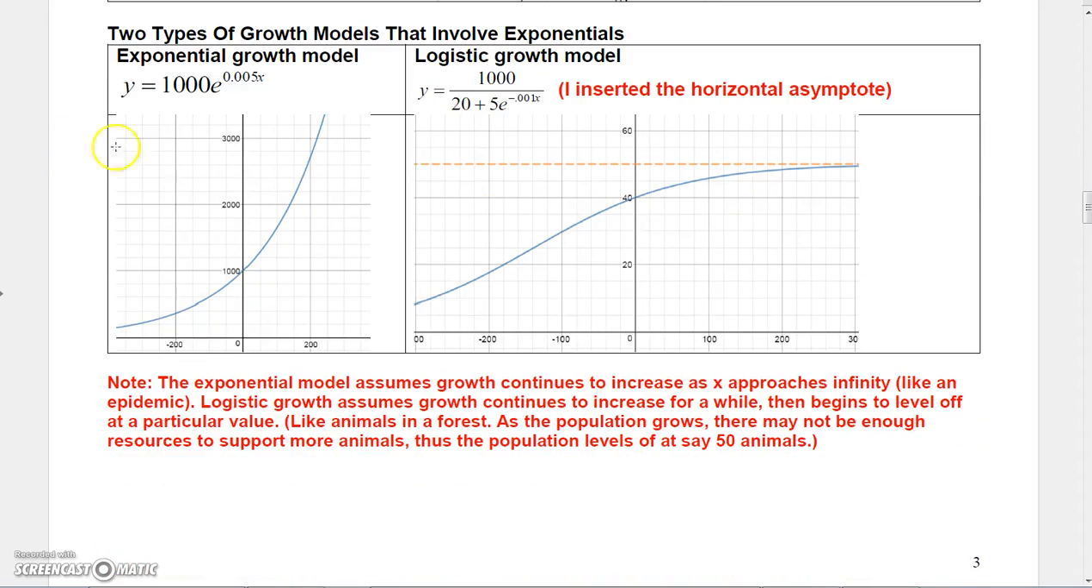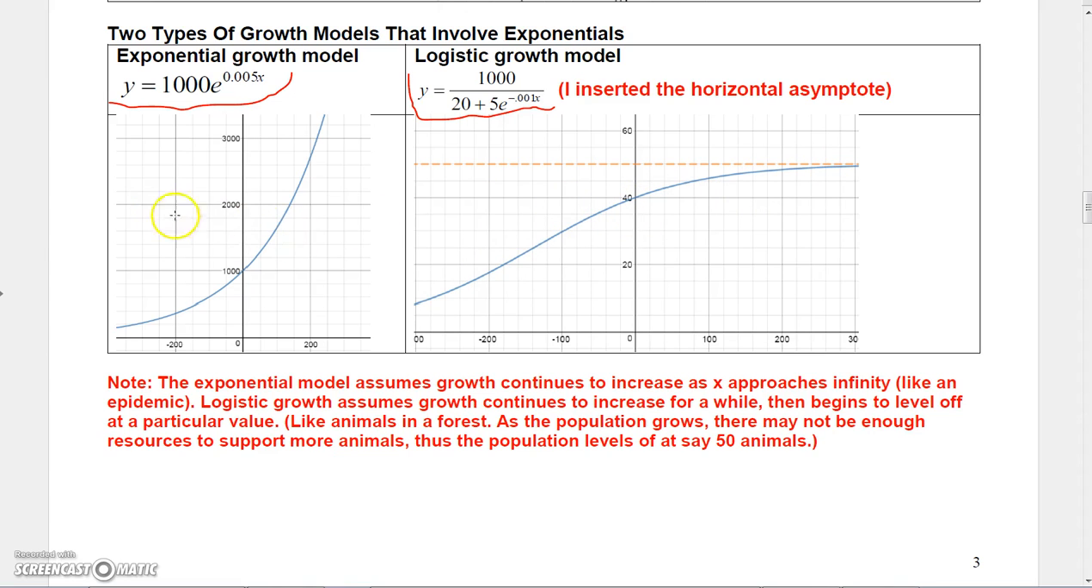There's two types of growth models that you can run into. One's an exponential growth model, and this one tends to increase without bound as x increases. And another model is called the logistic growth model, and it actually has a horizontal asymptote. So it starts to increase, but then it levels off.